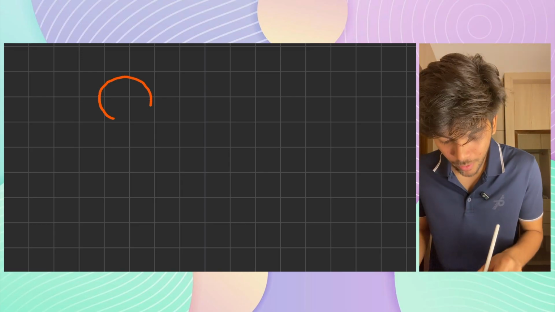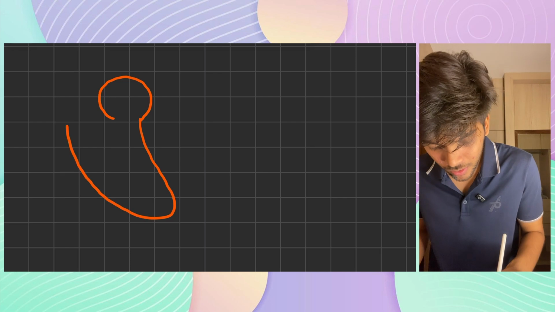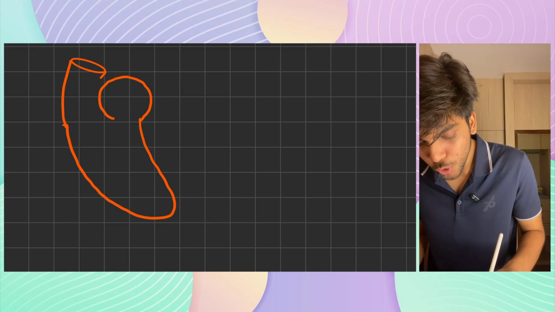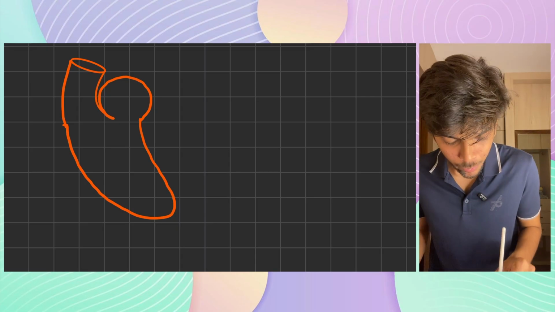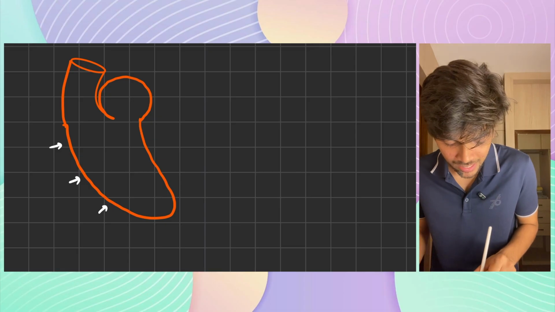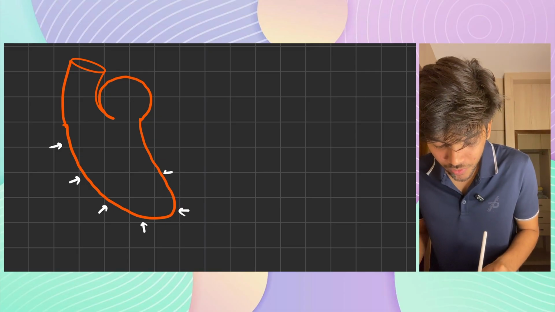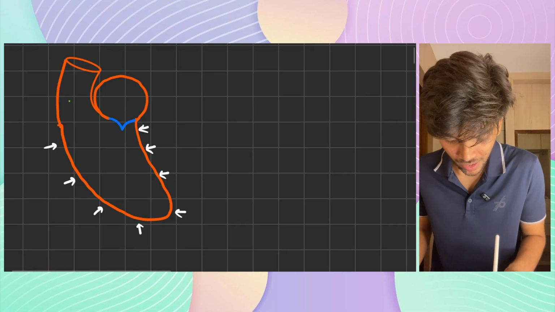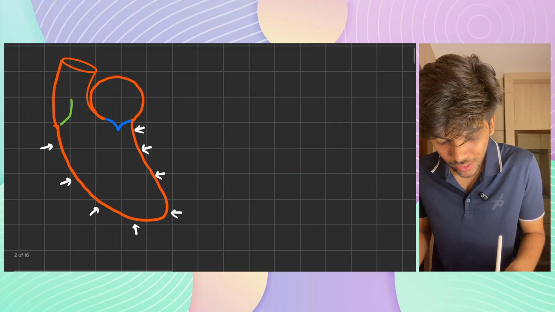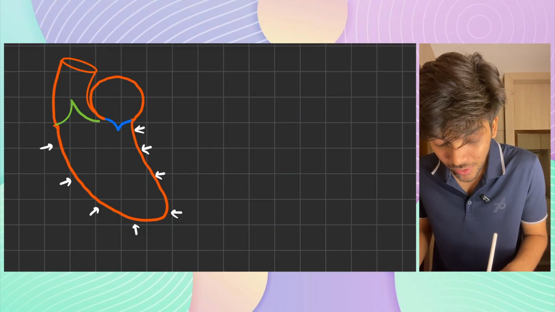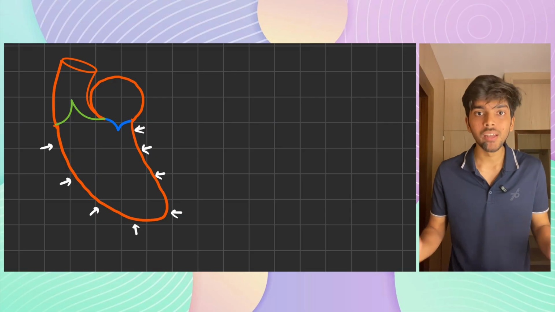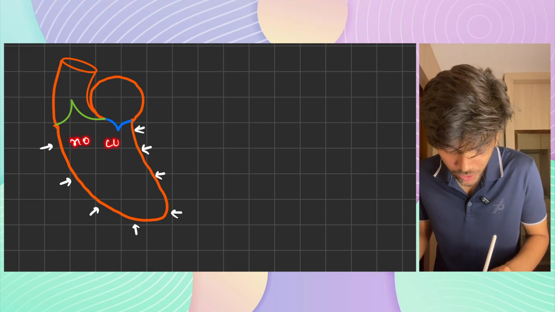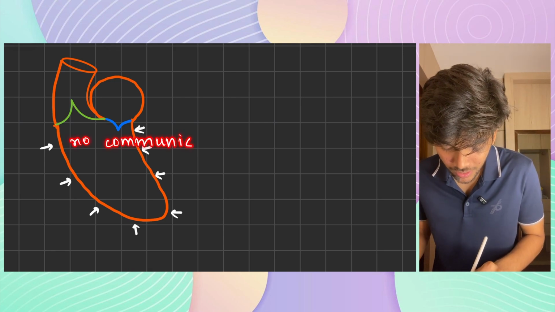This is your left atrium, this is the left ventricle, and this is your aorta. And if you know your cardiac cycle, you must know that during ventricular systole or during contraction of ventricle, the very first phase is isovolumetric contraction. In isovolumetric contraction, the valve in between the left ventricle and the aorta, which is the aortic valve, is closed. Since the aortic valve is closed, there is no communication between left ventricle and the aorta.